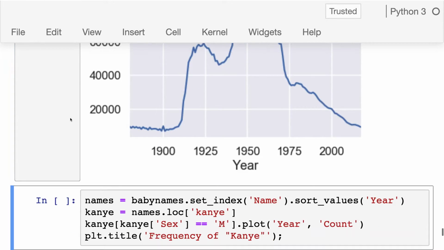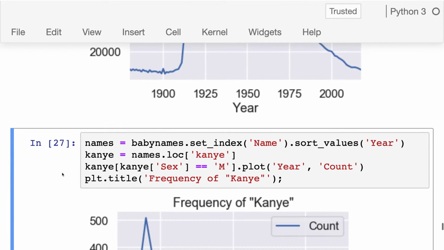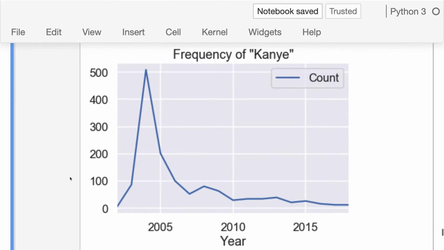We might also look at a name like Kanye. Let's look at the name Kanye. And we can see here that Kanye was never given to any babies until like 2003. And everyone loved Kanye. But now he's kind of dropped in popularity, so no one wants to name their kid Kanye. I guess they love the old Kanye.